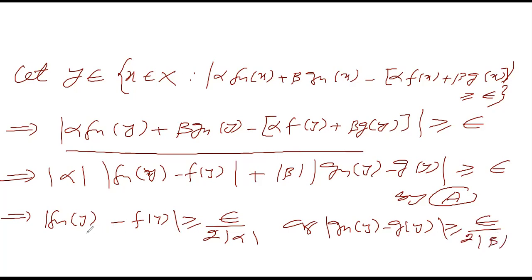Because if both are strictly less than epsilon by 2, that is, mod of alpha times mod of f_n y minus f of y is less than epsilon by 2, and mod of beta times mod of g_n y minus g y is less than epsilon by 2, then their sum will be less than epsilon. But here you can see that their sum is greater or equal to epsilon, which is a contradiction. So therefore, this must hold. If this is greater or equal to epsilon, then either this is greater or equal to epsilon by twice mod of alpha, or this one is greater or equal to epsilon by twice mod of beta.